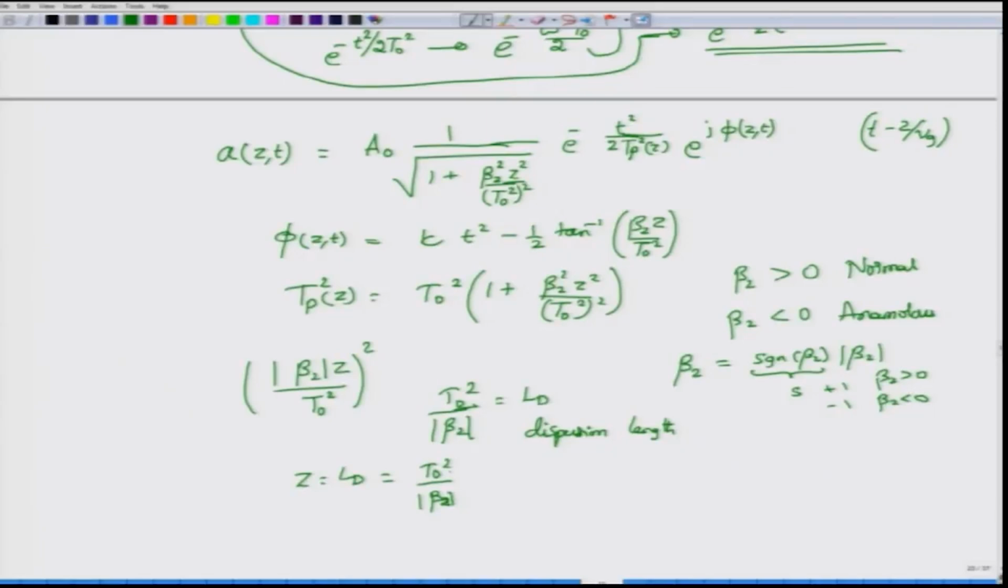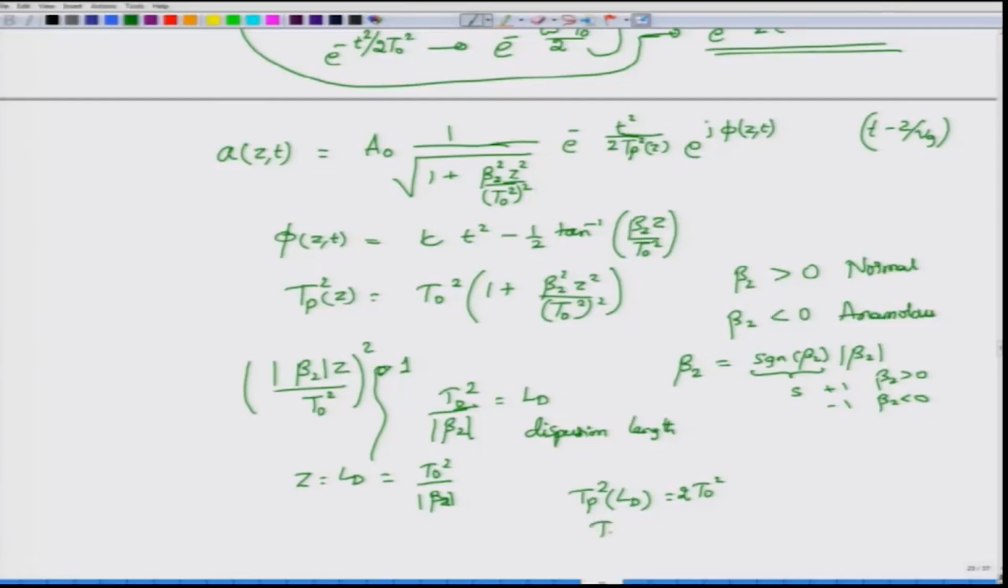But when z is equal to t 0 square by beta 2, that is you have taken the fiber of length equal to L d, then the term in this square becomes equal to 1. Okay. So, under this condition this becomes equal to 1, and then T p square at L d, that is when you have propagated one dispersion length L d, will be equal to t 0 square times 2. Okay. I should have written 2 here, and please remember it is not t 0 square which is pulse width, it is t 0 which is pulse width.